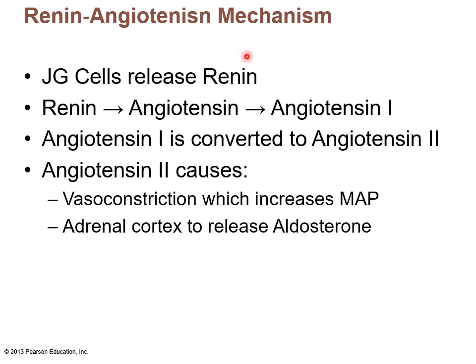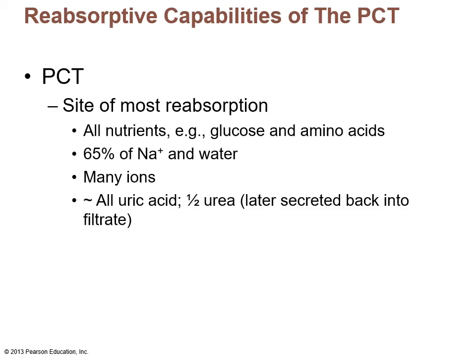Now, your renin-angiotensin mechanism. JG cells release renin. Renin acts on angiotensinogen. I'm sorry about that. And that's converted into angiotensin 1, and then angiotensin 1 is converted into angiotensin 2. Angiotensin 2 causes vasoconstriction, which increases mean arterial pressure. And the adrenal cortex releases aldosterone, which holds back salt and further increases your blood pressure. So that's the renin-angiotensin mechanism.